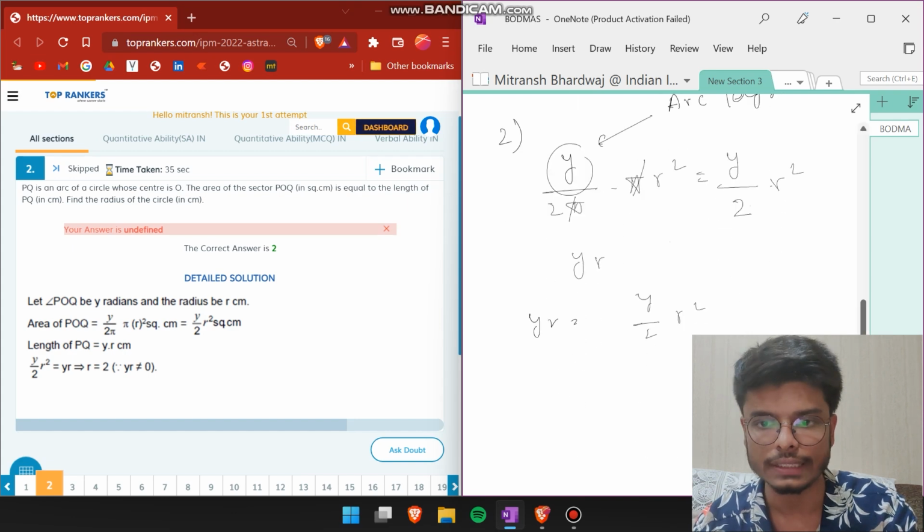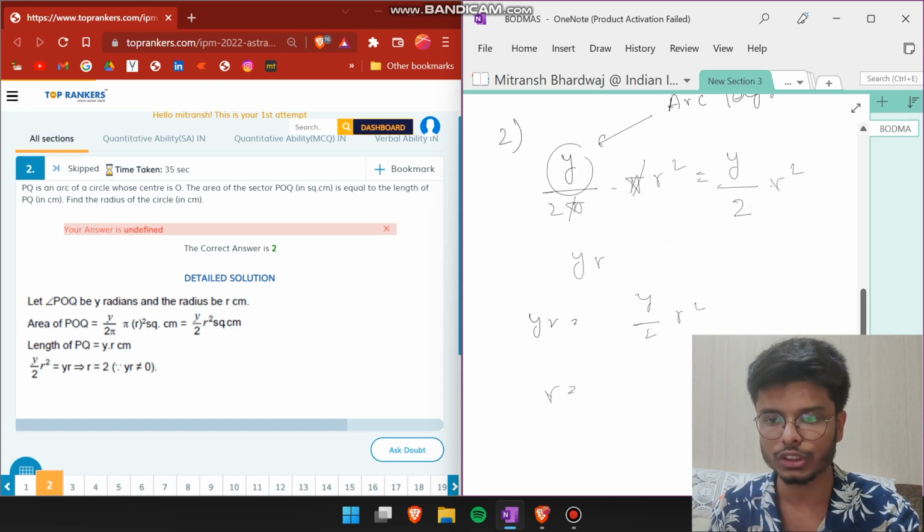As the question asks, find the radius of the circle in centimeters. So you know r equals 2.